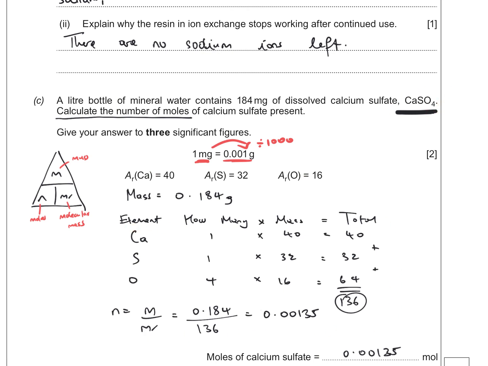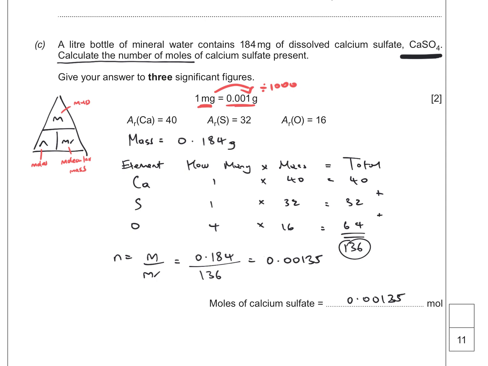table to calculate the molecular mass. I've got 1 calcium that weighs 40, 1 sulfur that weighs 32, but I've got 4 oxygens, each one weighing 16, so I do 4 times 16 is 64. When I add the total up, I get 136. The moles, so I do mass over Mr, I do 0.184, which is my mass, divided by my molecular mass, or Mr, which is 136, and I get 0.00135.